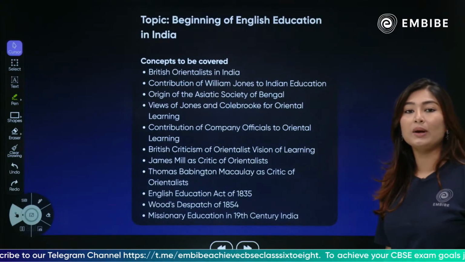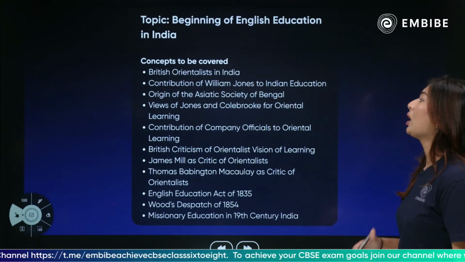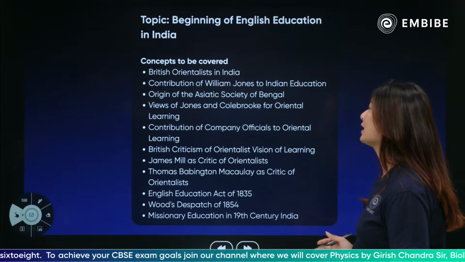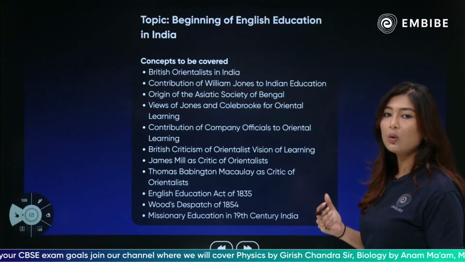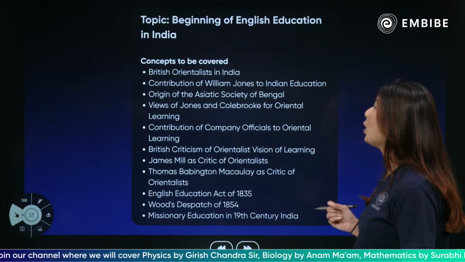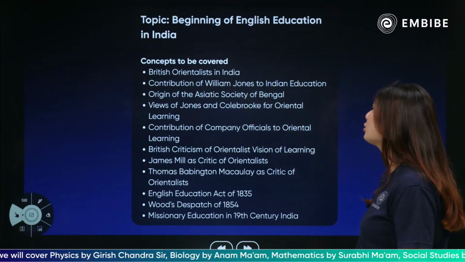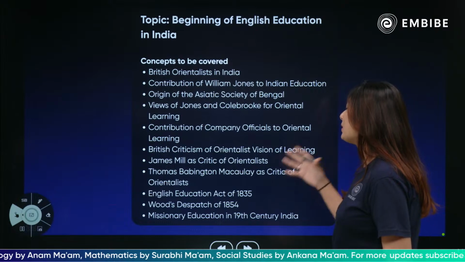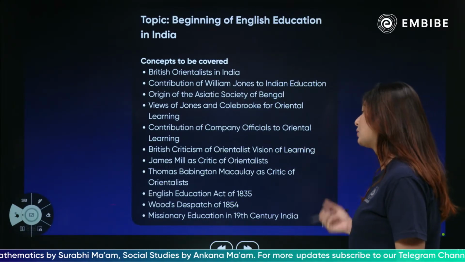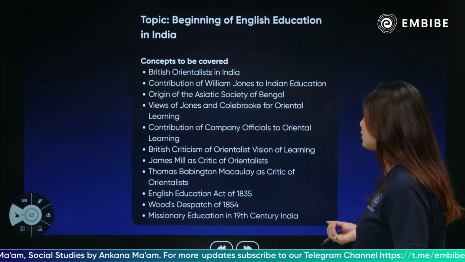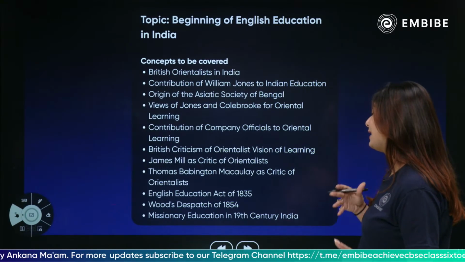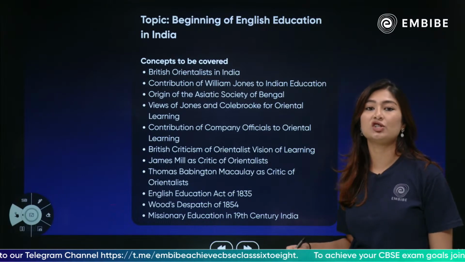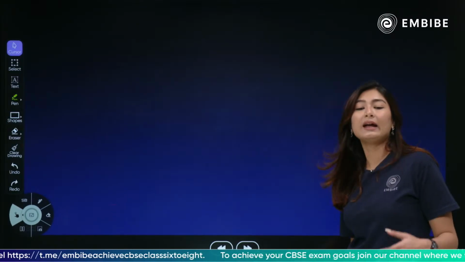All of those things. So the concepts that we are going to cover today are going to be a big list. We're going to talk about the British Orientalists, people who oriented, people who designed, gave a new format to the teaching. Contribution of William Jones to Indian education, we'll also know who he was. Origin of Asiatic Society of Bengal, views of, again, see, we talk about Jones again, and Colebrooke for Oriental learning, contribution of company officials to Oriental learning, British criticism of Orientalist vision of learning, James Mill as a critic, Thomas Babington Macaulay as critic of Orientalists, English Education Act of 1835, Wood's Dispatch of 1854, and Missionary Education in 19th Century India.